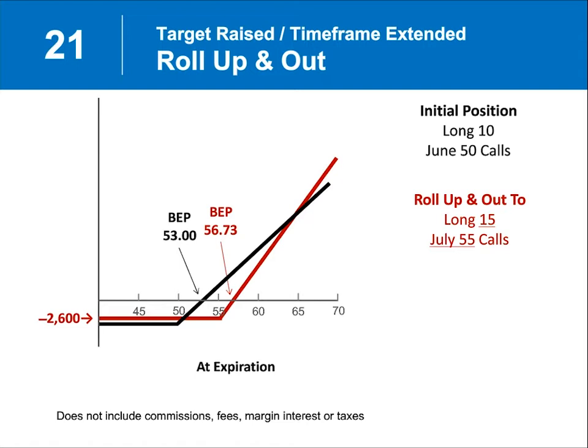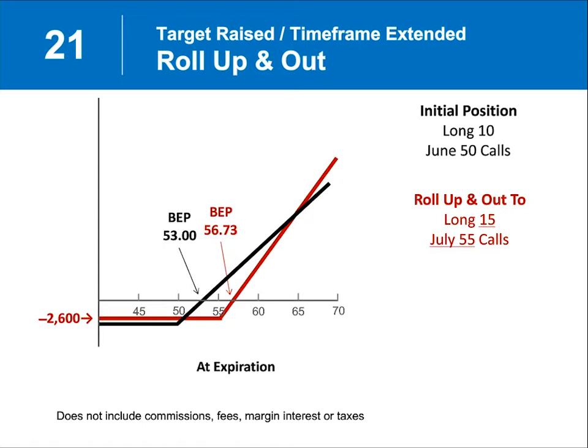We start to profit as the stock moves above 55, and because we bought 15 options, we have leverage, and we're going to start making money at an increased pace as the stock keeps moving higher. So this is consistent with being aggressively bullish and expecting the stock to go through the 60s and possibly through 70 as we move forward into July expiration.